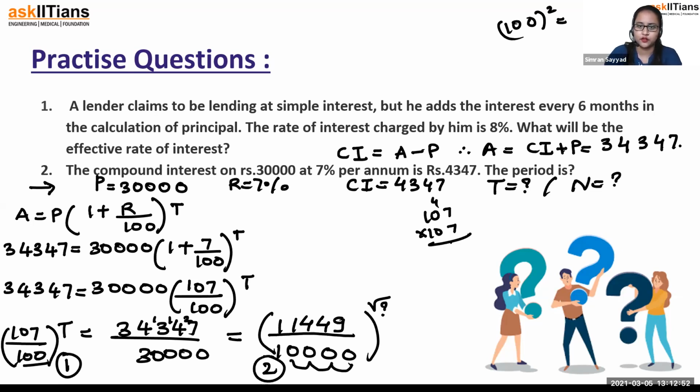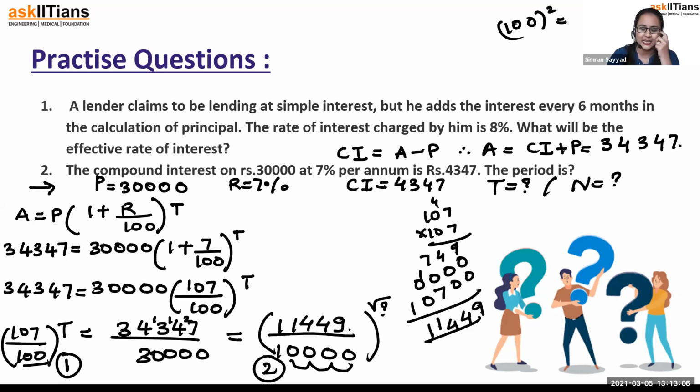7 sevens are 49, 4, 7, 0, 0, 0, 7, 0, 1. So 9, 4, 4, 1, 1. Is this the same value? So I can say that this will be the square of this. So what will be here? What will T be here?